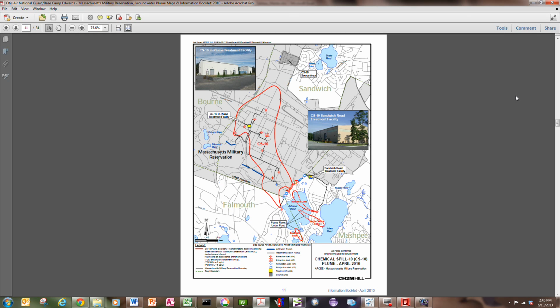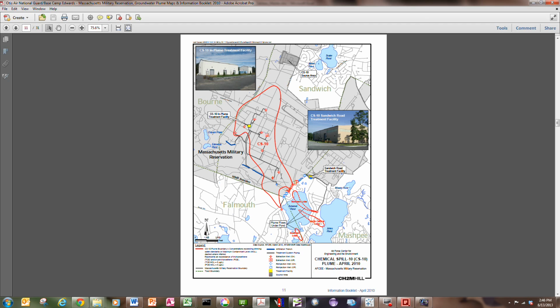In this video I'm going to talk about using Tableau to evaluate the remediation history of the CS10 plume at Massachusetts Military Reservation. This plume is the largest plume at MMR with several billion gallons of contaminated groundwater. This area shown in red is the contaminated zone, and these extraction wells shown as red symbols here are some of the wells that you'll see in the example. This is called the in-plume system, and down here on this lobe it's called the Sandwich Road system.